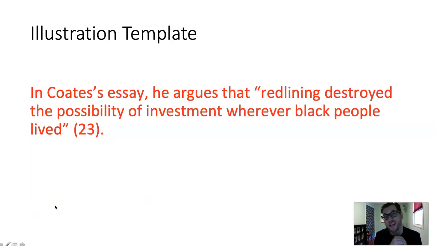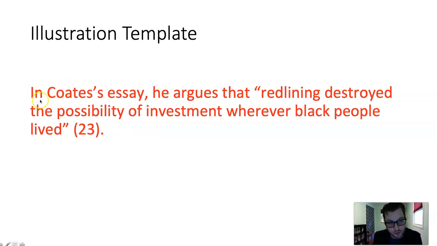So here's an example of how a student could introduce their evidence. In Coates' essay, he argues that redlining destroyed the possibility of investment wherever Black people lived. Parentheses, page 23. Remember, all quotes, like all pieces of summary, require the MLA in-text citation. Whenever you have a sentence that has an idea that isn't yours, you must use the in-text citation after the end of that sentence. Right?